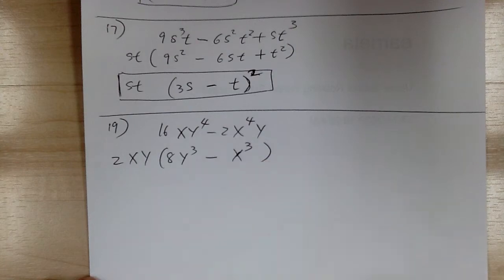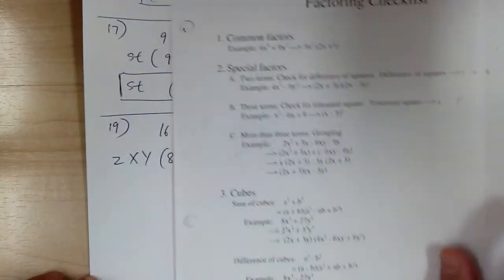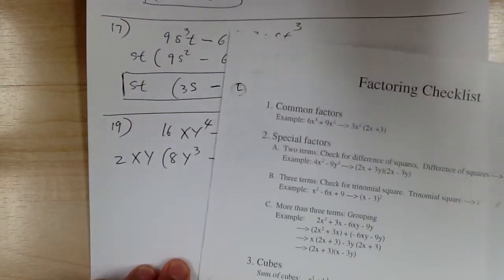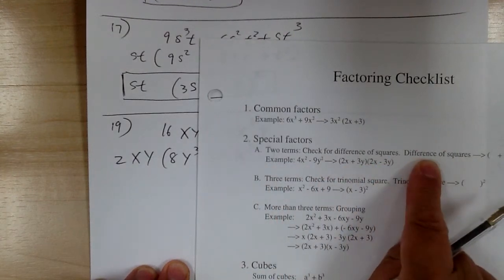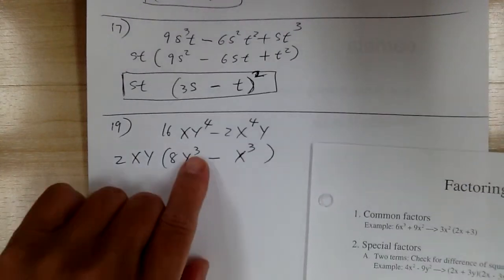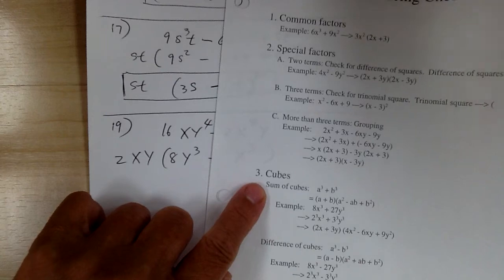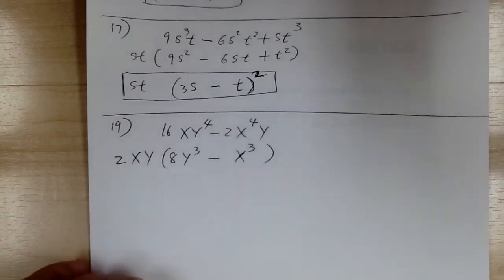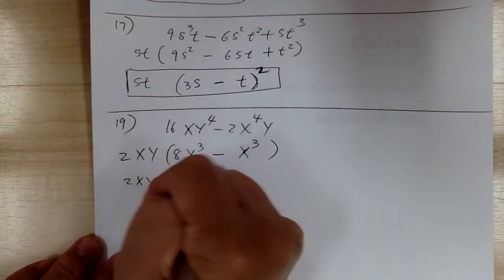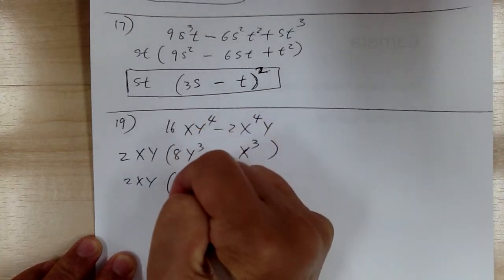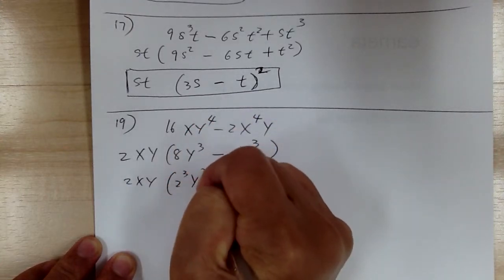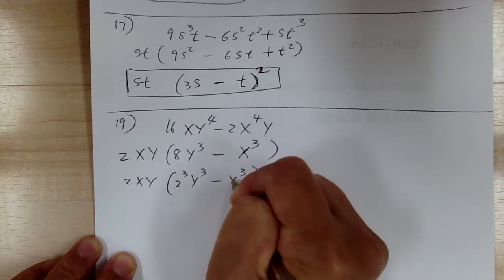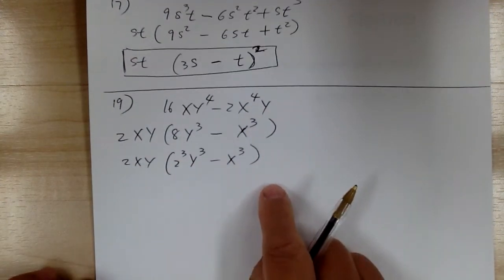Okay, so this is a cube. Again, if you go through the steps, step 1 is common factor. Step 2: two terms is for a square, right? Difference of squares. This is a cube, so you go to step 3. Okay, and so this is going to be a cube. Now to make things a little bit easier, I'm going to put this 2 to the 3 power. Okay, so that's easier to match.